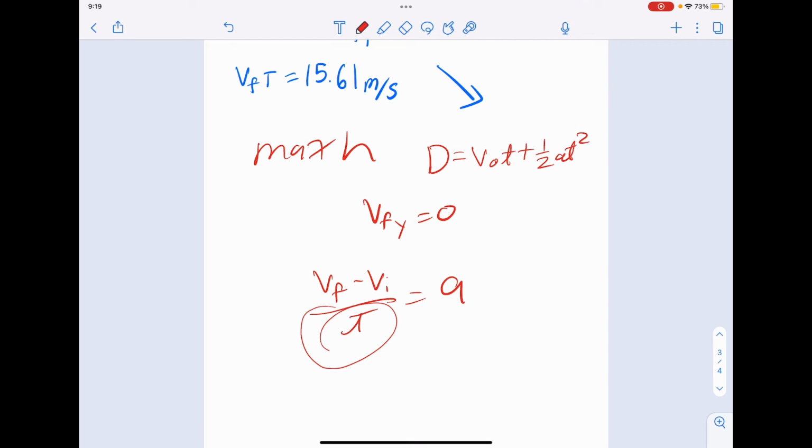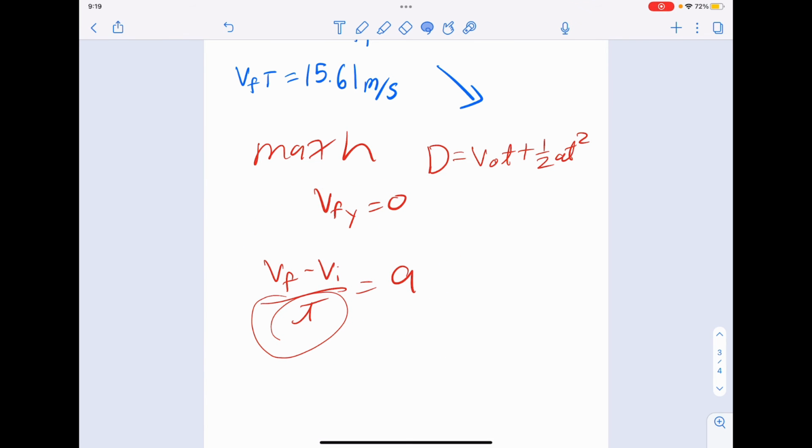Okay. So we're missing time in both. We know our v initial, we know our acceleration, but we don't know our time. What we can do is substitute in for time. So if we substitute in for time, we can say that time is equal to v final minus v initial over acceleration.